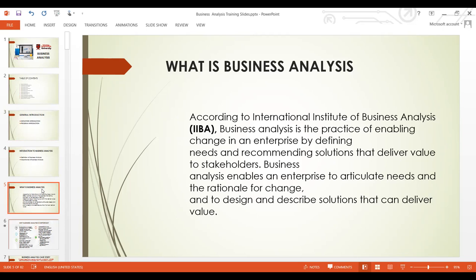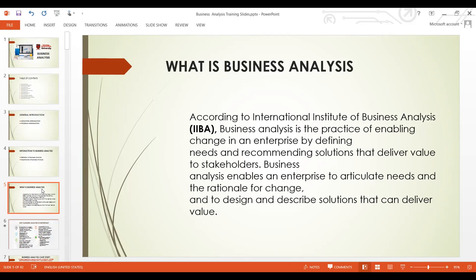According to the International Institute of Business Analysis, that is IIBA, this body is the highest recognized body that governs the best practice in business analysis. So their certification in business analysis is regarded as the highest certification. It's an international body. It's not by country, it's globally recognized.